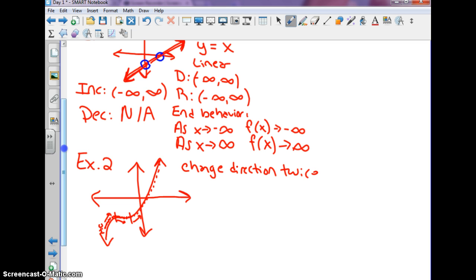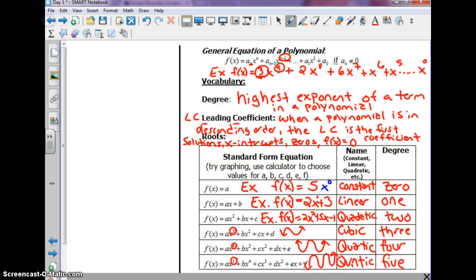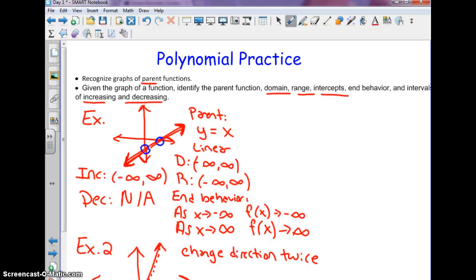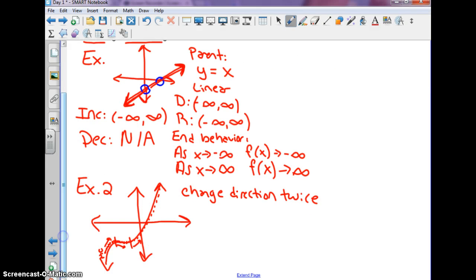So since I changed my direction twice, let's look back at our list. Which graph sort of looks like that, where I change direction 2 times? Okay. If I look here at the cubic, this one is what sort of looks like my path. I'm going up and then I change. I go down and then I change and then I stay. So I have 2 changes in direction. So the parent graph is a cubic function.